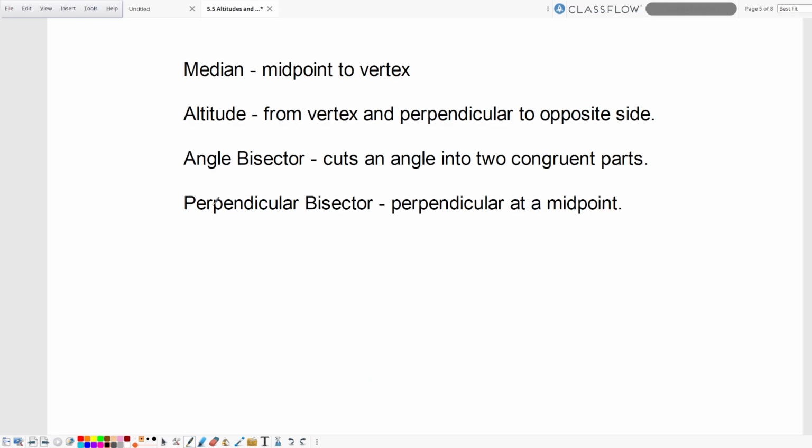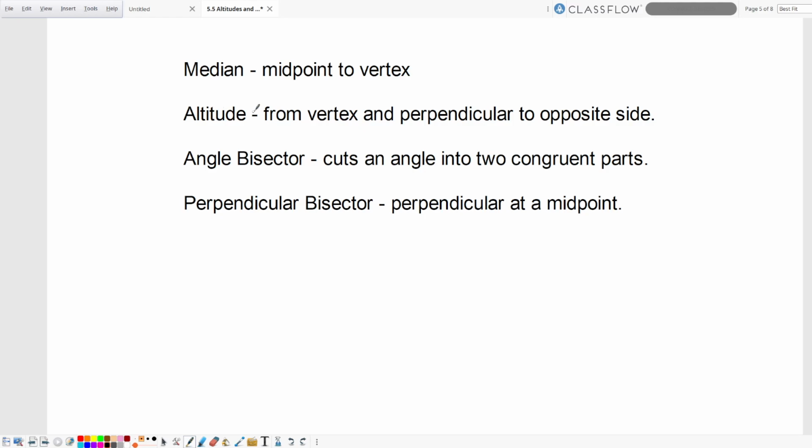So just a quick rundown of the 4 words we've defined so far for definitions. The median goes from the midpoint to a vertex. The altitude goes from a vertex and is perpendicular to the opposite side. The angle bisector is just going to cut an angle into two congruent parts, and the perpendicular bisector is going to be perpendicular at a midpoint.